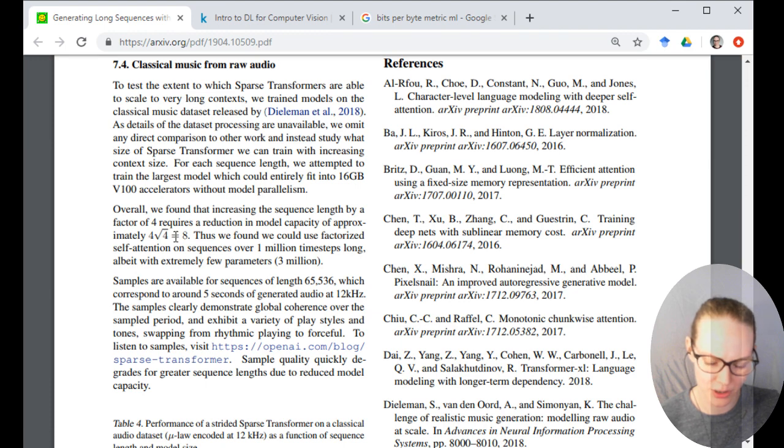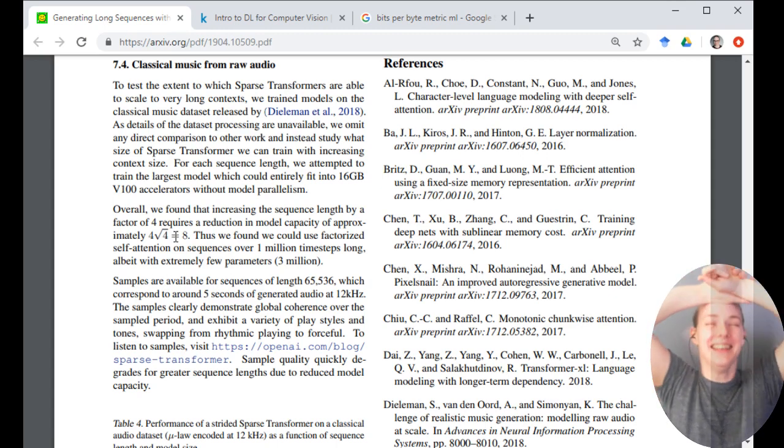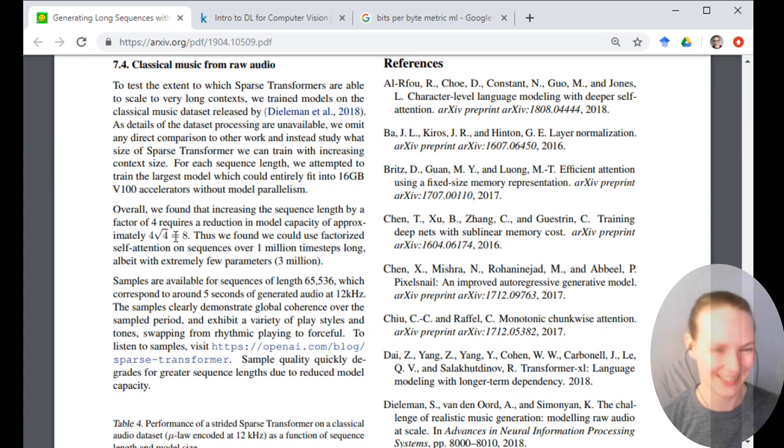Do the math. 4 times square root of 4 is exactly 8. Oh my god, I was thinking of the square root of 2. You were so right. Thank you, karma. The square root of 4 is 2, as we learned in elementary school, and 4 times 2 is 8. Noted. Thank you for pointing that out. I appreciate that. Thus we found we could use blah, blah, blah. Okay.